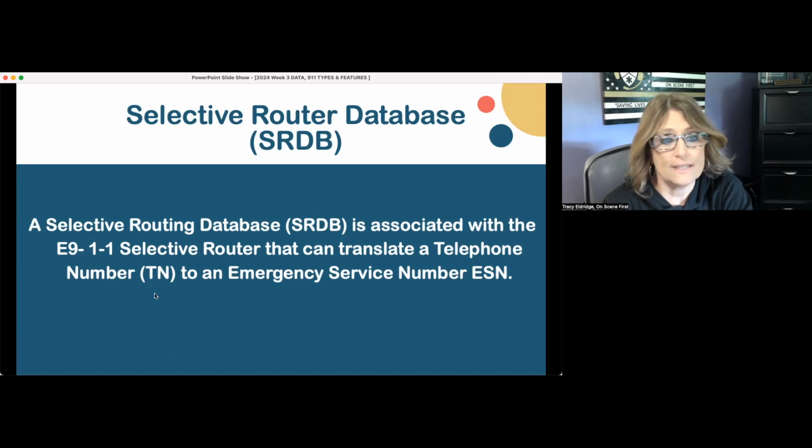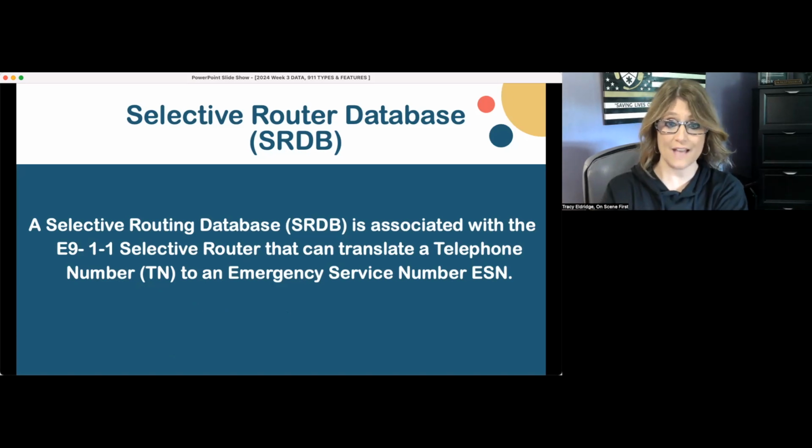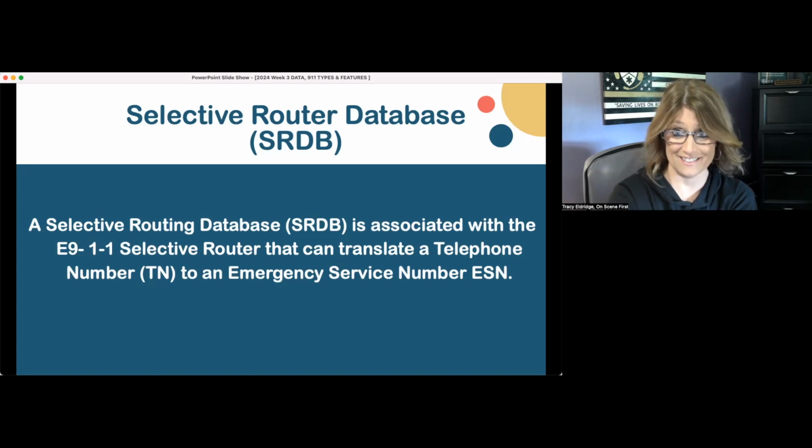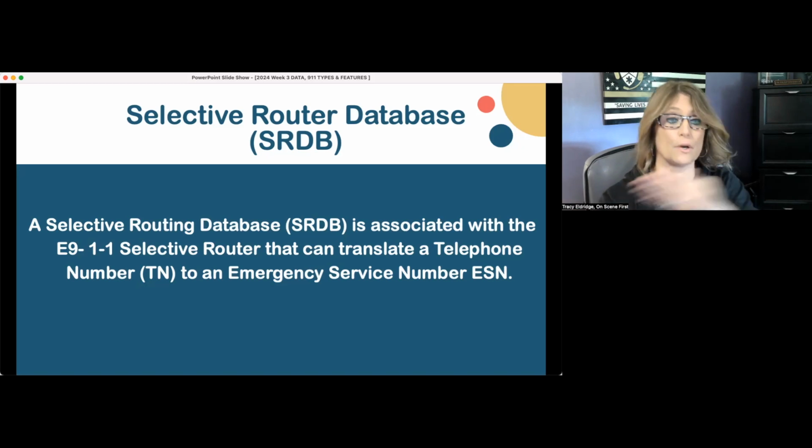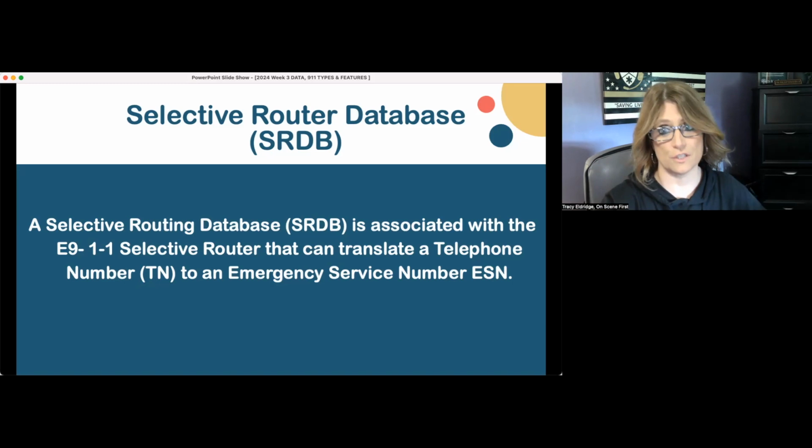But the Selective Routing Database, the SRDB, is associated with the E911 selective router that can translate a telephone number, TN, to an ESN. So it's the selective router database that actually turns the address into that ESN. But the address is actually coming from the MSAG, the Master Street Address Guide. And then the selective router database is what translates it into an ESN number. And then the ESN number is used to route the call in the emergency service zone.